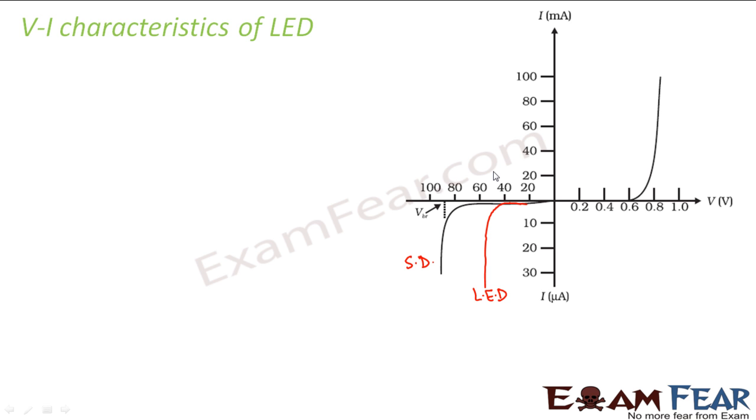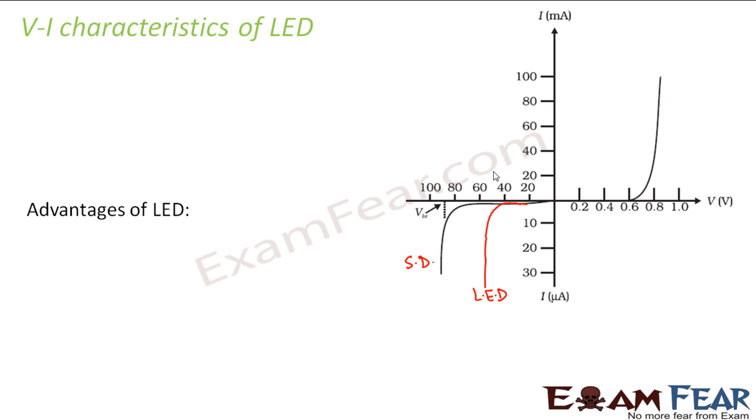So what does that mean? That means that if an LED is operated in the reverse bias region, care should be taken that the reverse bias voltage should not reach a very great value, because the diode may get destroyed, as here the breakdown voltage is very low. So even for a very small amount of voltage, the current can increase rapidly and can destroy the diode.